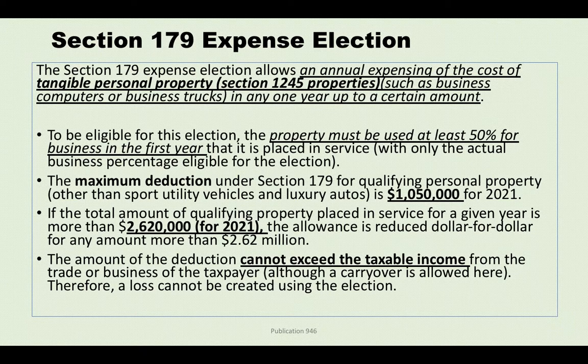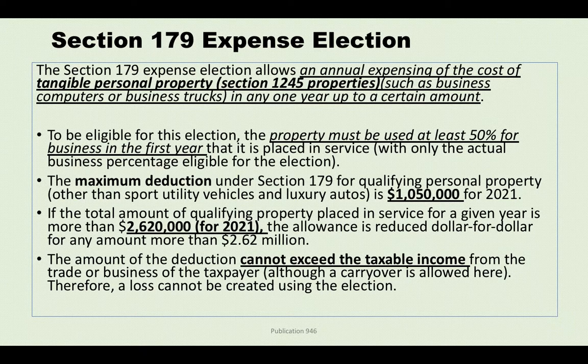Otherwise, you have to go through the regular depreciation schedules for those Section 1245 properties. Those depreciation schedules usually allow you 5 to 7 years of life to depreciate your assets. So Section 179 allows you to expense, kind of depreciate, in one year, which is great.